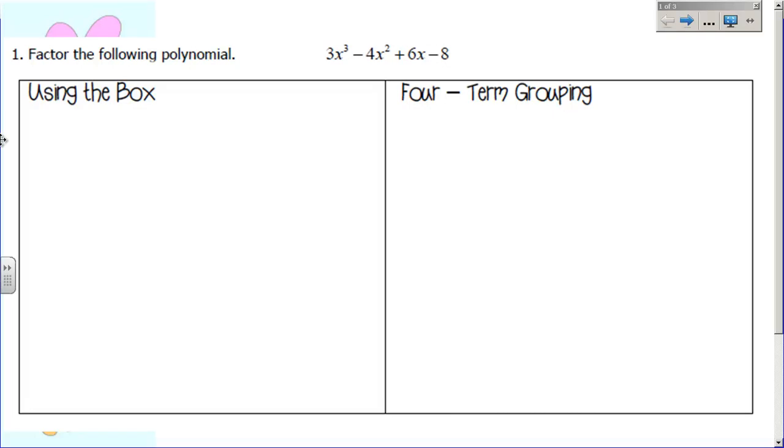Okay, so today in class you practiced factoring using the greatest common factor. You had a polynomial, you factored out the greatest common factor, and then what was left after that, those were your two factors.